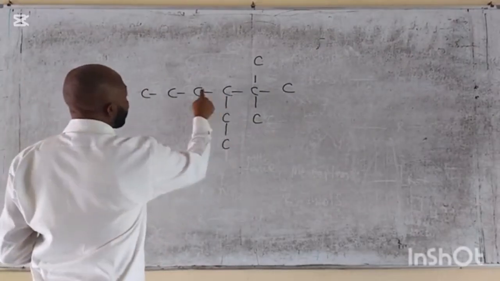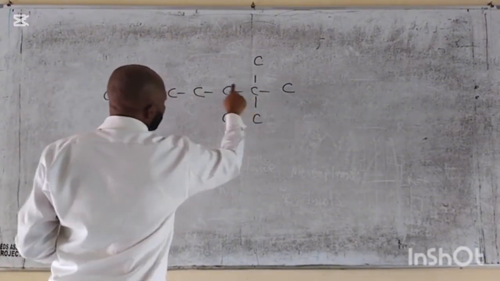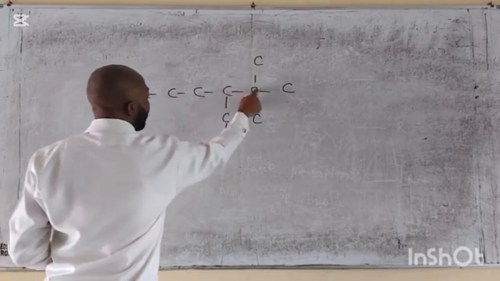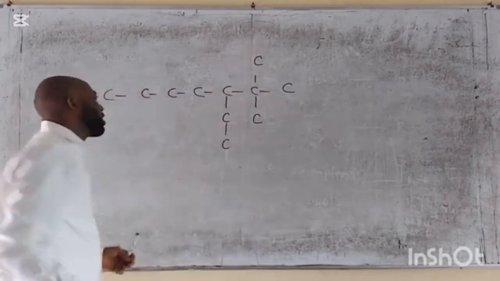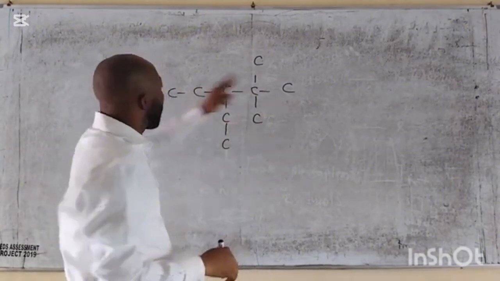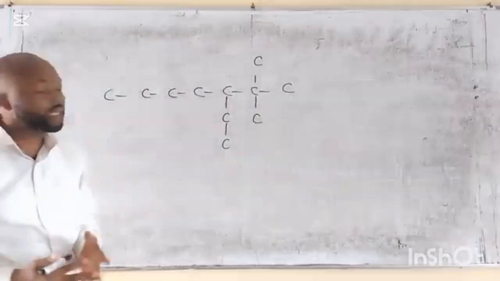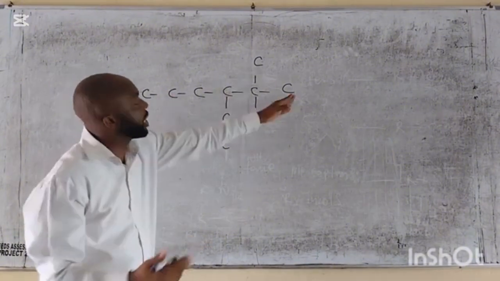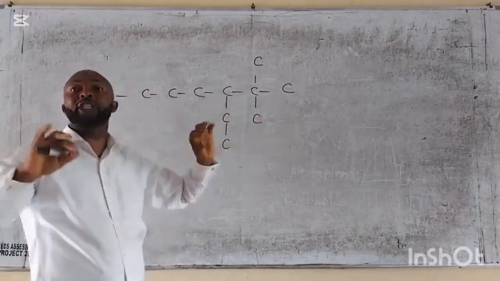1, 2, 3, 4, 5, 6, 7. 1, 2, 3, 4, 5, 6, 7. 1, 2, 3, 4, 5. Now, in 2 directions, we are having 7, from this direction and from this direction. We are looking at which one should become our parent chain. Now, they say we should look at the longest chain. Here I have 7, here I have 7. I cannot define that this one is longer than this. So both sides give us 7.